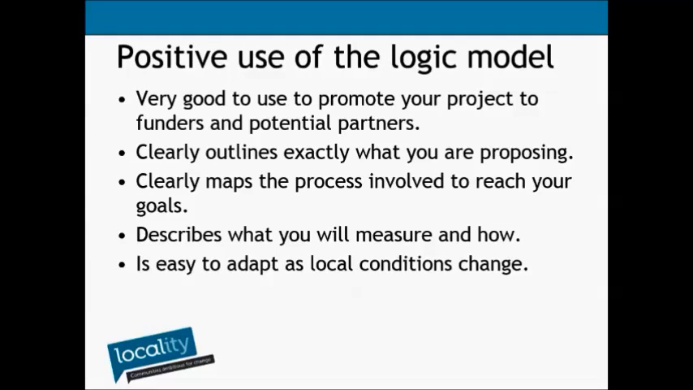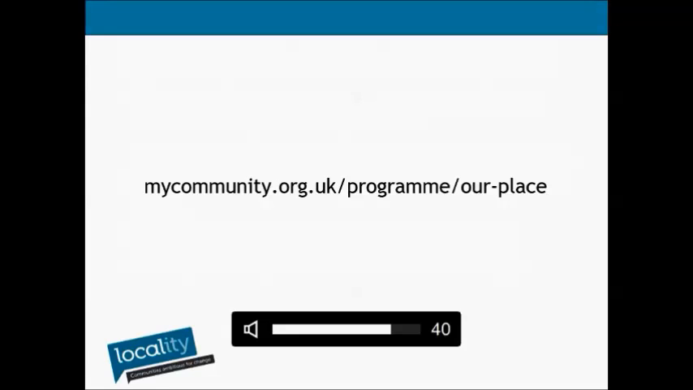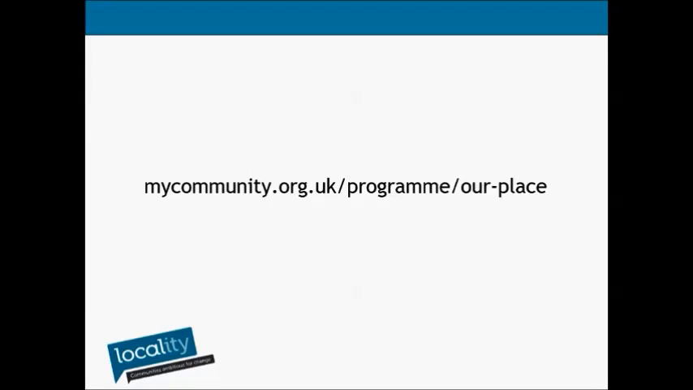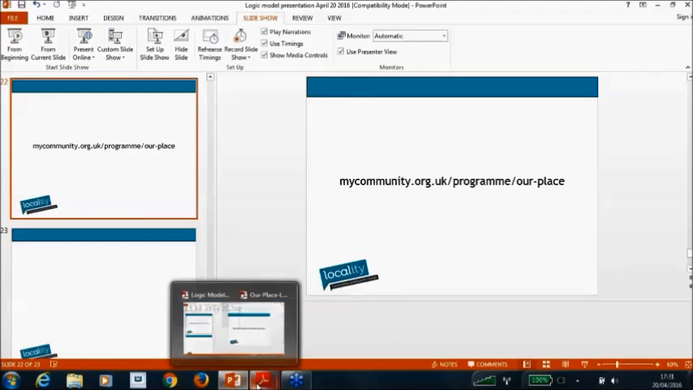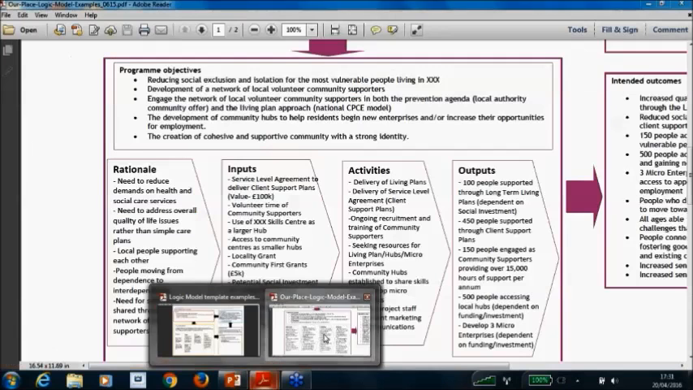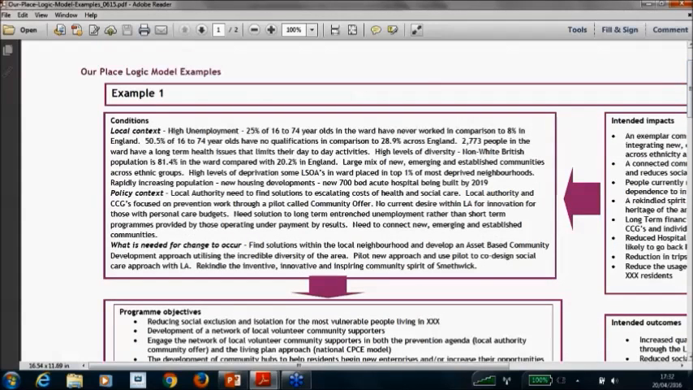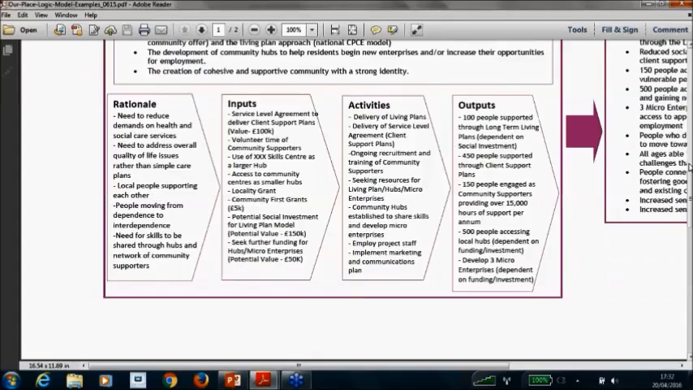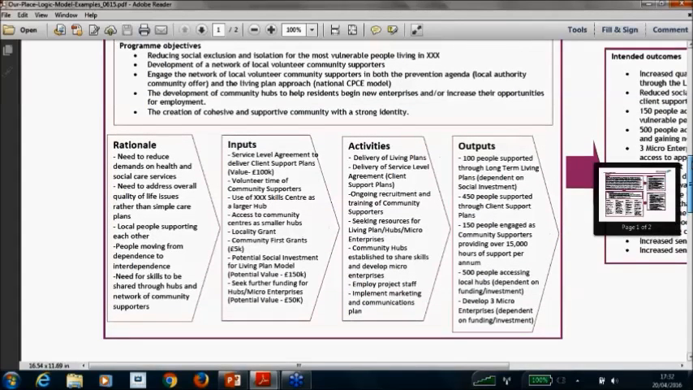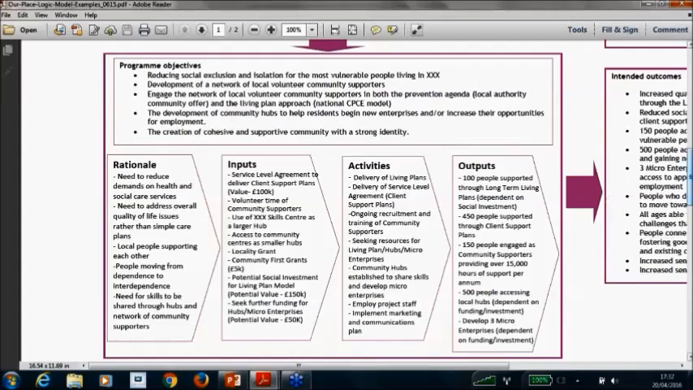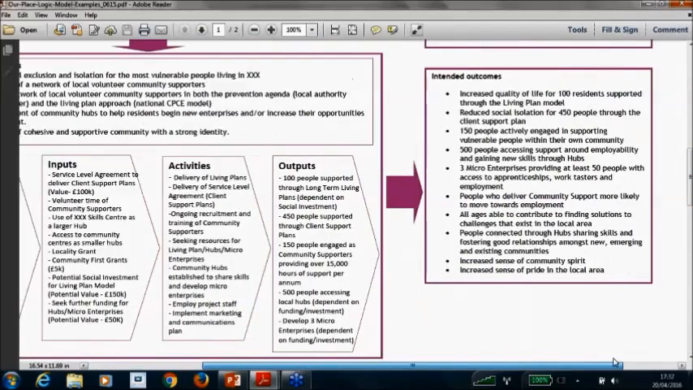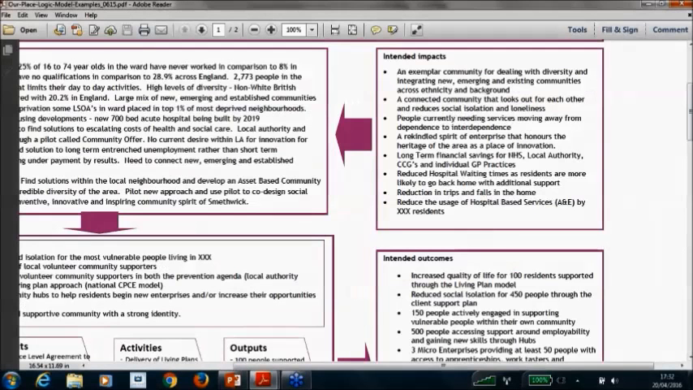So for more information, you can go to mycommunity.org.uk/program/RPlace. Before I log off, I do want to show you some examples of the RPlace logic models. These are best practice logic models. These are all available on the myCommunity website. As you can see, the level of detail tells us exactly what this organization is trying to achieve, what the desired outcomes are, and what the intended impacts of the project are.